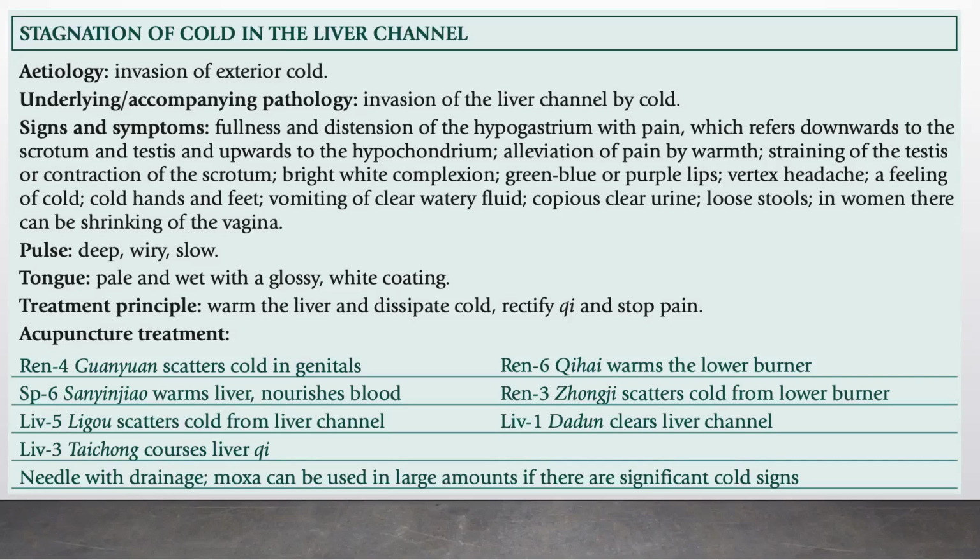Acupuncture treatment. REN 4, to scatter cold in the genitals. REN 6, to warm the lower burner. Spleen 6, warms the liver, nourishes blood. REN 3, scatters cold from the lower burner. Liver 5 scatters cold from the liver channel. And liver 1 clears the liver channel. Liver 3 courses the liver qi. We needle with drainage. Moxa can be used in large amounts if there are significant cold signs.